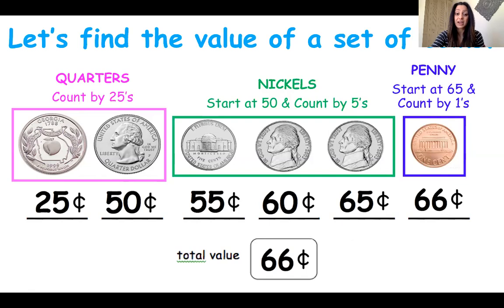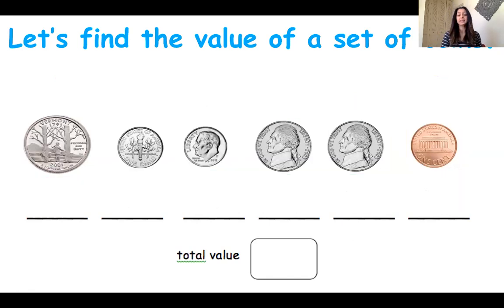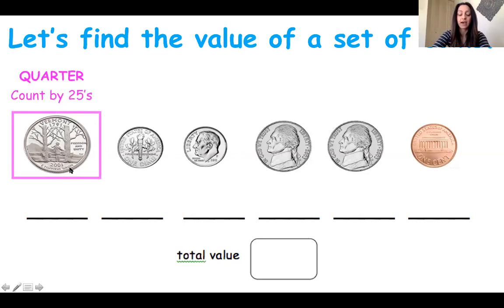Very good. Let's try another one. So again, I've ordered my coins from greatest value to least value. Quarters are worth the most money, so they come first. And this quarter is a state quarter. It's another state, Vermont, right? Then there are dimes in this set of coins, so the dimes would come next. Then the nickels, then the pennies. Let's start counting. So the first coin I see by itself is a quarter. So we're going to start by counting by 25s. 25 cents. Then I notice I don't have any more quarters.